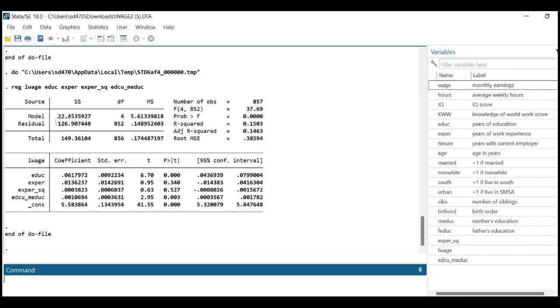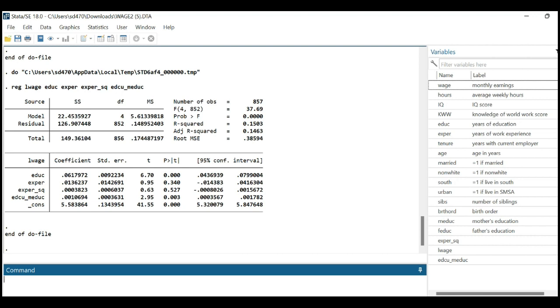The second source of variation is the residuals. So these are simply the residual sum of squares, which are those u_i hat squared, summed over all the observations in the sample. If we now divide these residual sum of squares by the degrees of freedom of this regression, we will obtain sigma hat squared, which is the variance of those residuals.